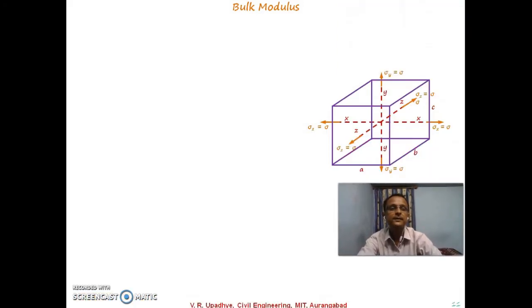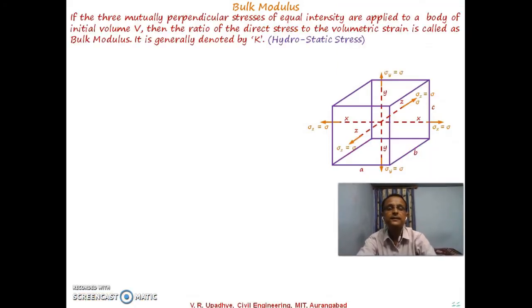with this diagram. If three mutually perpendicular stresses of equal intensity are applied to a body of initial volume V, then the ratio of direct stress to the volumetric strain is called the bulk modulus. It is generally denoted by a capital K, and it is also called hydrostatic stress.